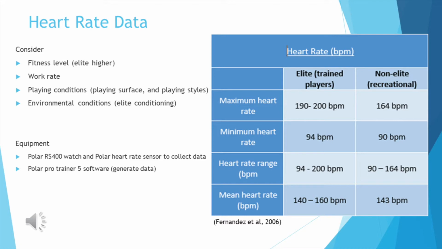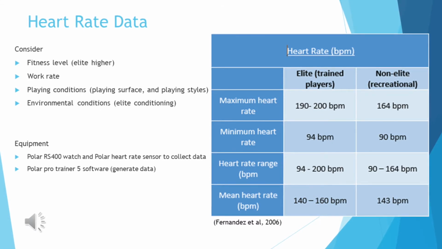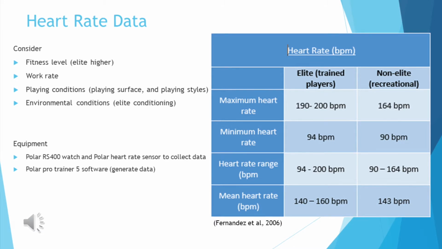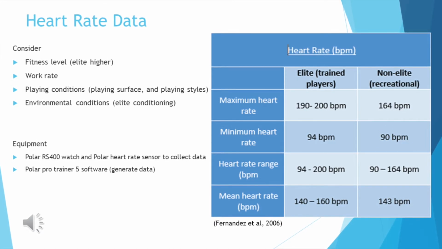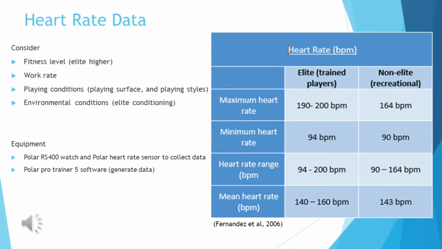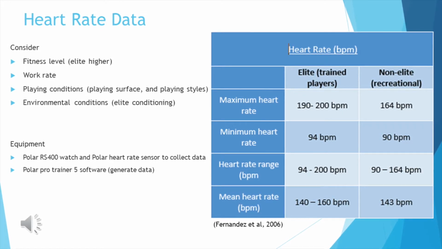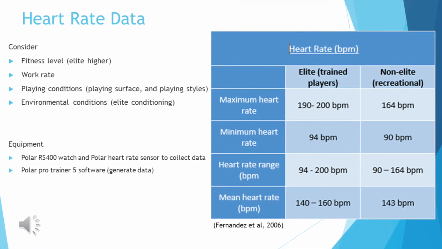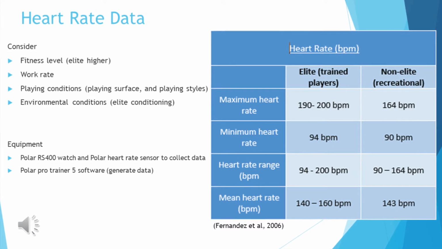Heart rate data was collected using a Polar S400 watch and a Polar heart rate sensor, and this data was generated using the Polar Pro Trainer 5 software. When looking at the results, for an elite trained player, their maximum heart rate ranged from 190 to 200 beats per minute, a minimum heart rate of 94 beats per minute, a heart rate range from 94 to 200 beats per minute, and a mean heart rate of 140 to 160 beats per minute.